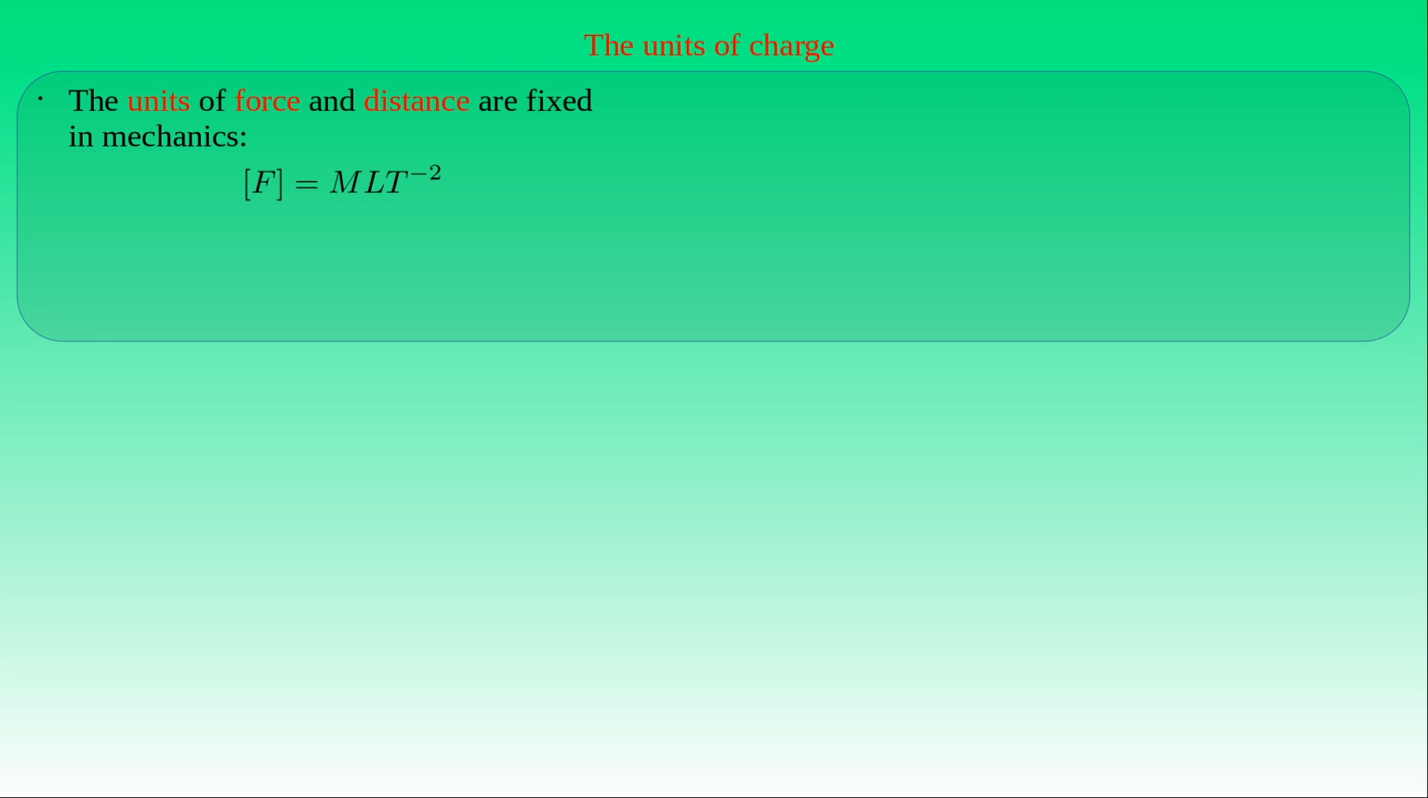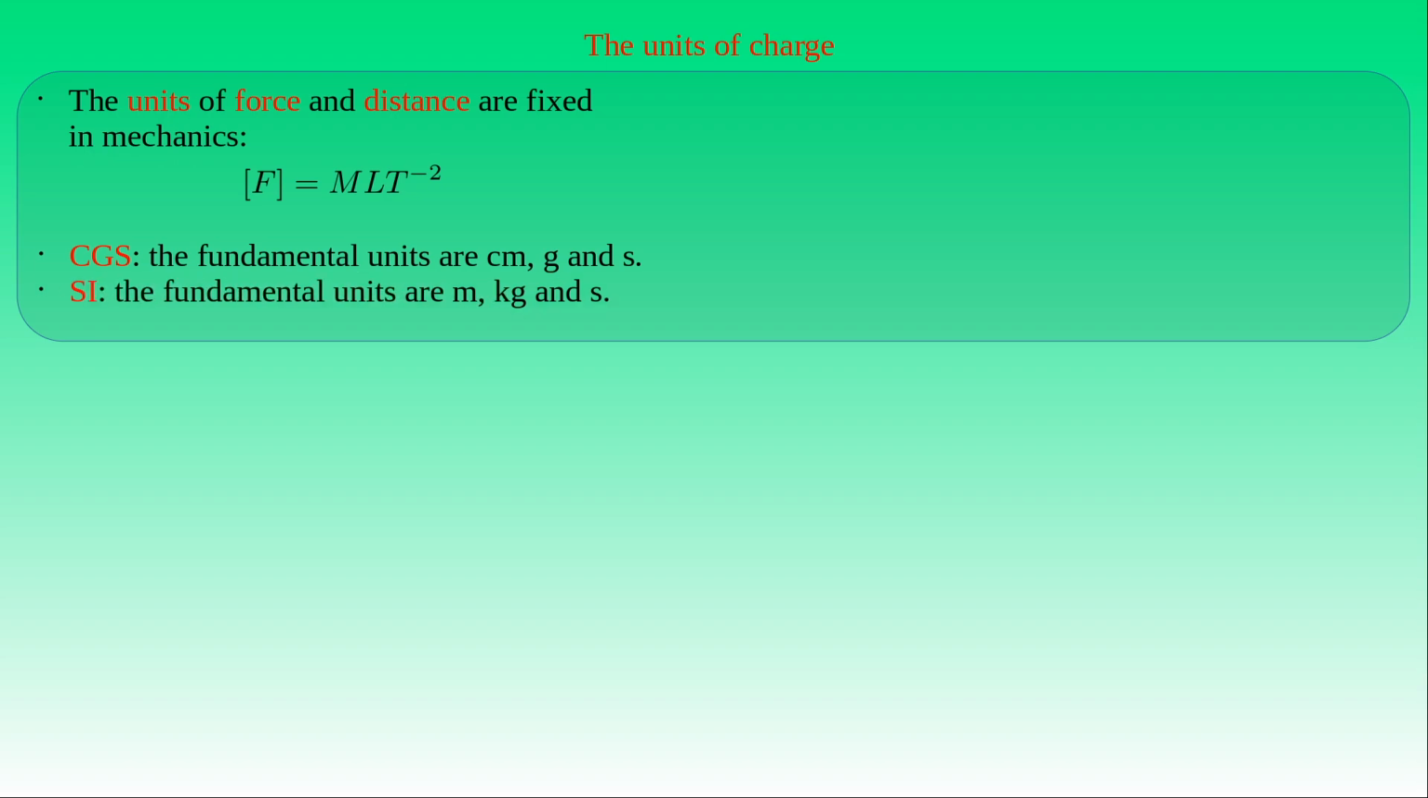The most frequently used systems of units are the CGS system and the SI system. In the CGS system, the units of the fundamental quantities length, mass and time are centimeter, gram and second, respectively. In the SI system, these fundamental units are meter, kilogram and second.